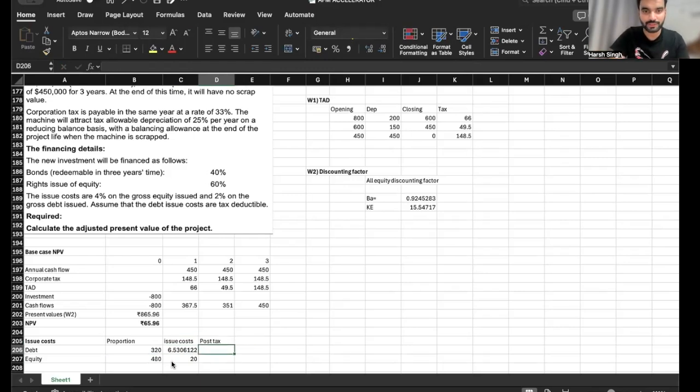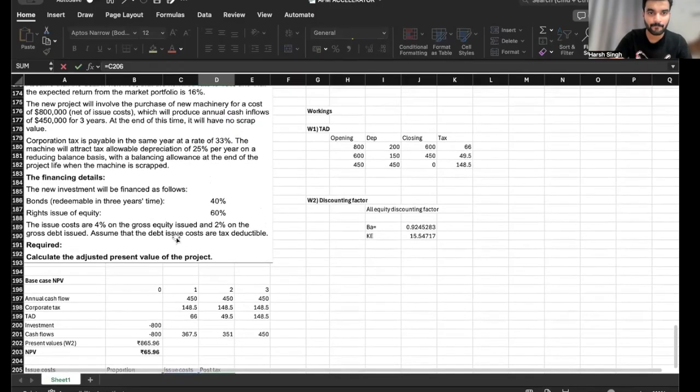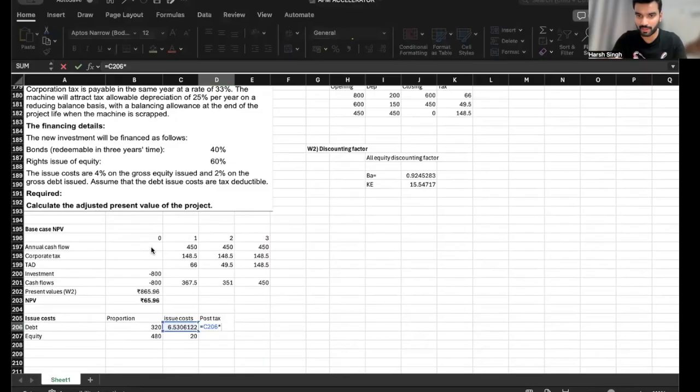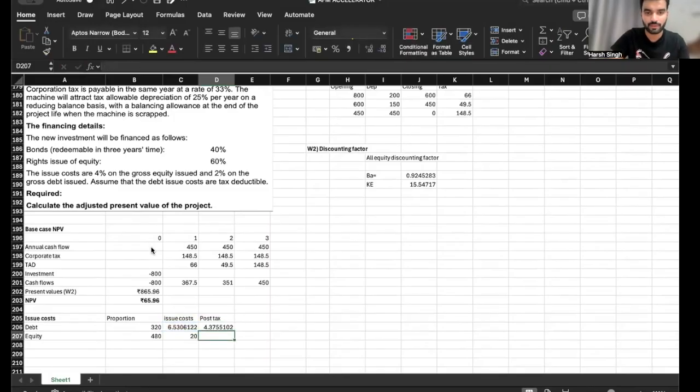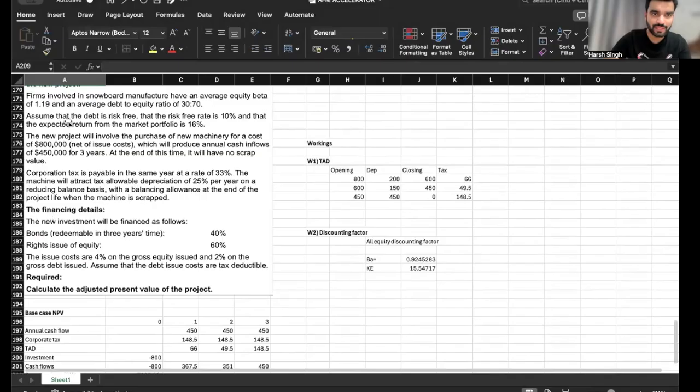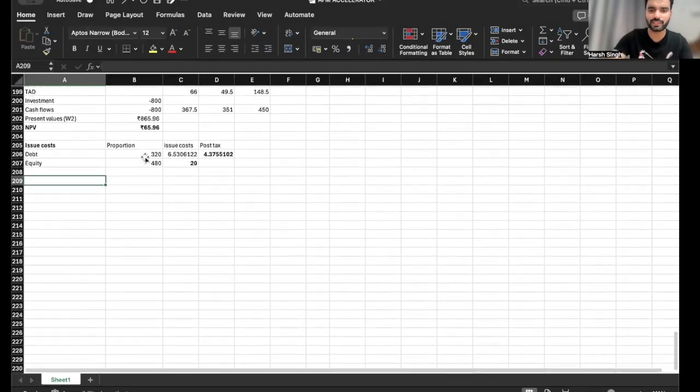Post tax, we have to consider, because it is tax allowable, right? Debt issue costs are tax deductible. So this amount multiplied by, we are getting the tax benefit of 33%. So what is left over? 67%, 4.37. So over here I will take this, and in equity I will take this value. This is important: what value we are supposed to take in equity and what value we are supposed to take in debt. Then we don't have any subsidy that I can see, so we will directly move on to the next part.